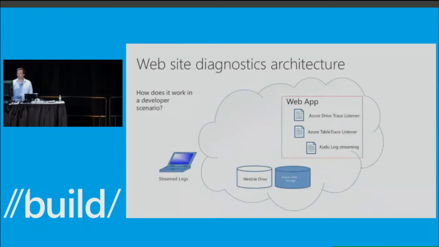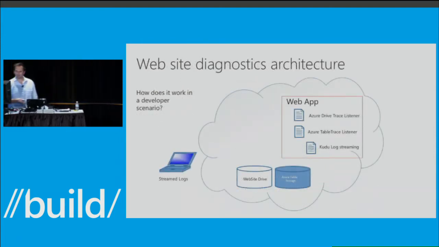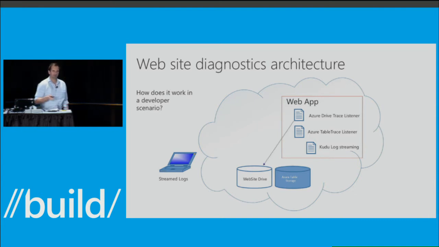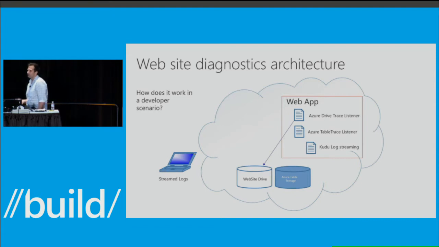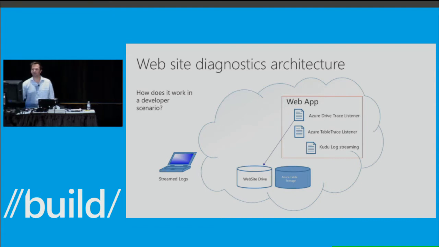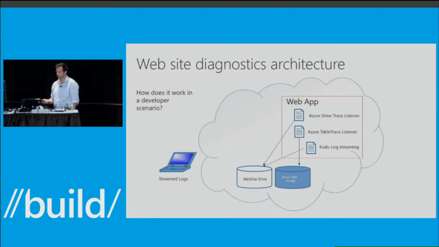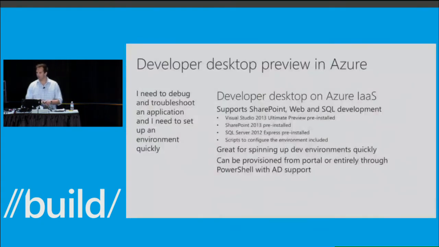Okay, quickly the architecture. You have your web app, everything works. And then there are two trace listeners, and the trace listeners are defined in a machine-wide configuration. The Azure drive trace listener writes the System.Diagnostics trace statements to the website drive. It's basically like storage. You have a table listener. If you configured it for Azure Storage, it writes to the storage account. And you can enable live tracing through Kudu log streaming. And that's what I'm going to show you now quickly because that's really cool.